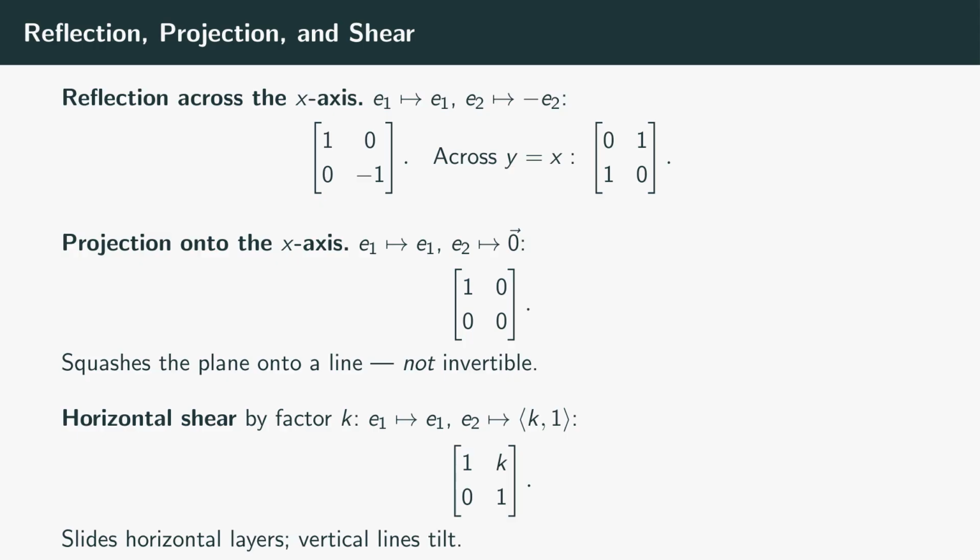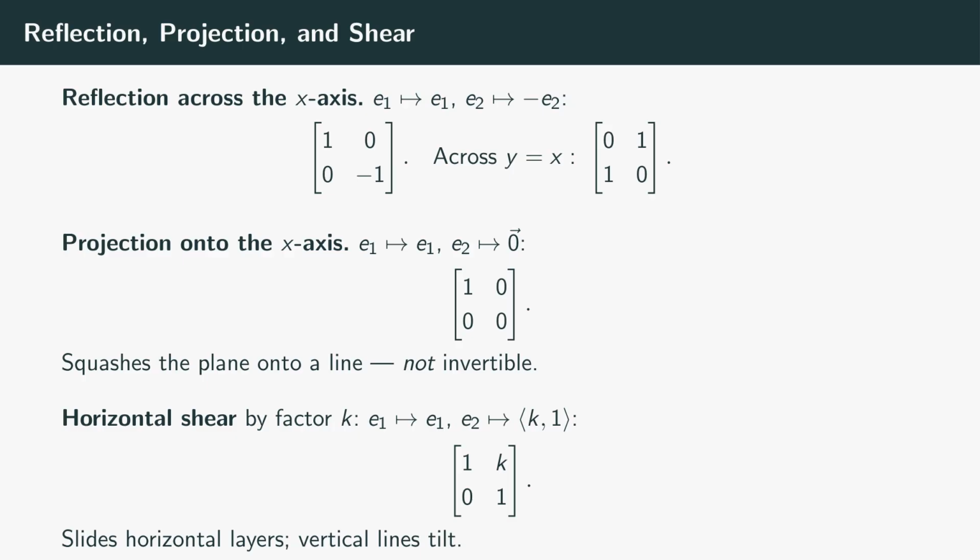Three more moves round out the vocabulary, and each one is built the same way. Reflection. To reflect across the x-axis, leave the first basis vector alone and flip the second one to point downward. That gives a matrix with 1 and -1 on the diagonal. To reflect across the diagonal line y equals x, you swap the two basis vectors, which gives a matrix with ones on the off-diagonal.